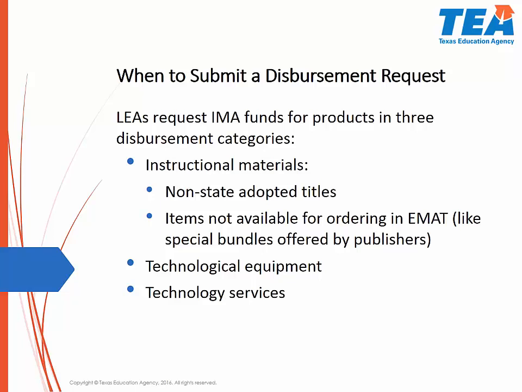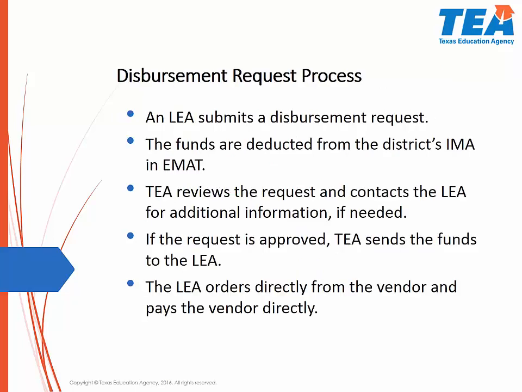The disbursement request process begins with an LEA submitting a disbursement request in EMAT. The funds are then deducted from the district's IMA. TEA reviews the request and contacts the LEA for additional information if needed. If the request is approved, TEA sends the funds to the LEA. The LEA orders directly from the vendor and pays the vendor directly.